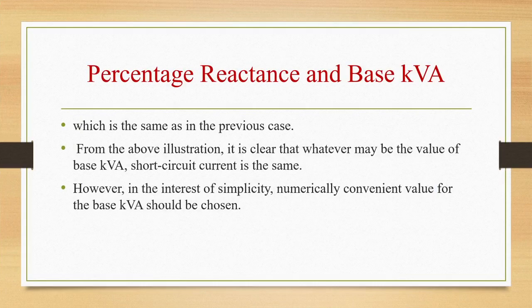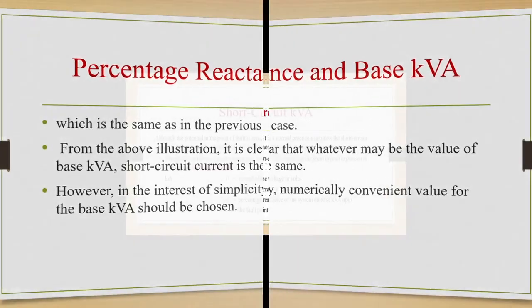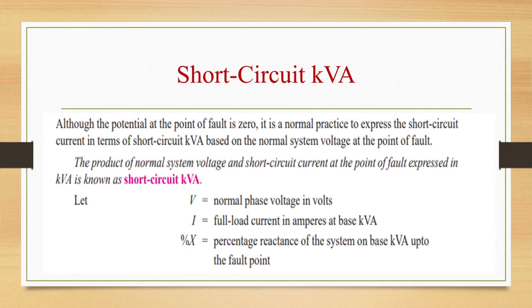From the above illustration, it is clear that whatever the value of base kVA, the short circuit current will be the same. However, in the interest of simplicity, a numerically convenient value for the base kVA should be chosen. Now let us see what exactly is short circuit kVA. Although the potential at the point of fault is zero, it is normal practice to express short circuit currents in terms of short circuit kVA based on the normal system voltage at the point of fault.